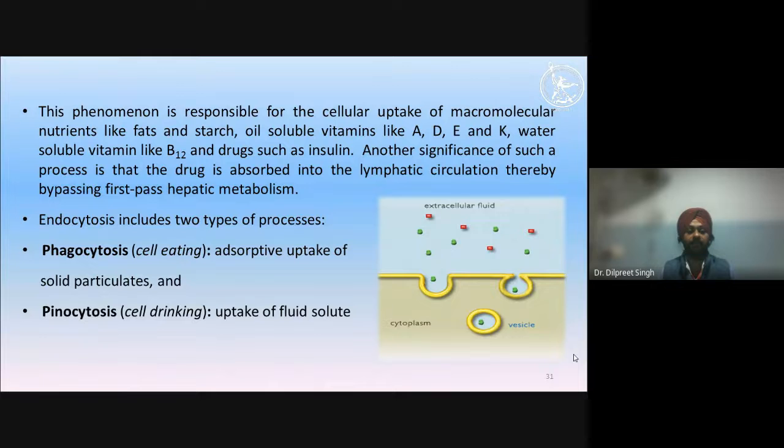When we talk about phagocytosis, that is called cell eating, the vesicle is formed at the absorptive site of particulates. Basically, the phagocytosis mechanism favors the lymphatic circulation. So this type of mechanism bypasses the hepatic first pass metabolism, and it promotes the absorption of many lipophilic and water insoluble compounds.